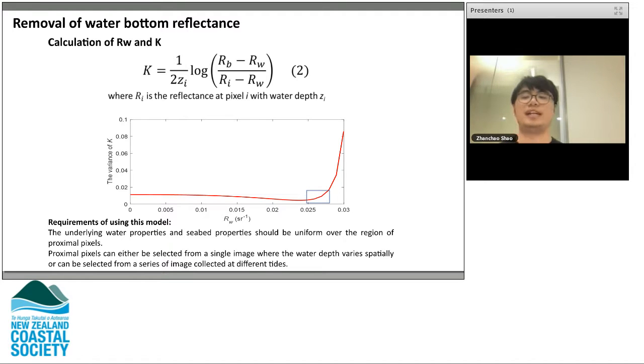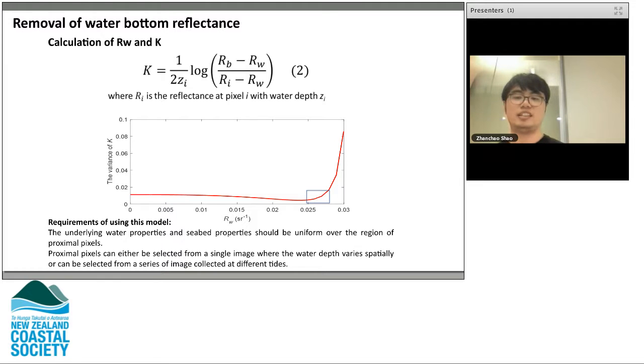If we would like to use our model, there are several requirements. First, the underlying water properties and seabed properties should be very uniform over the region of proximal pixels. That is to say, we have to conduct a manual check on the selected pixels. We have to avoid the pixels with seagrass and other vegetation.